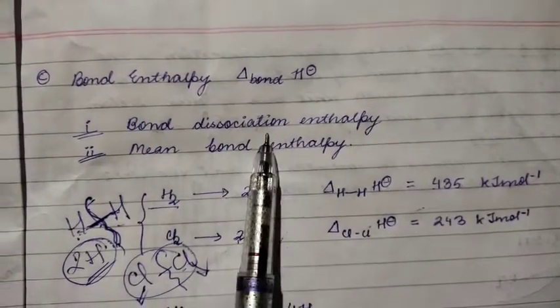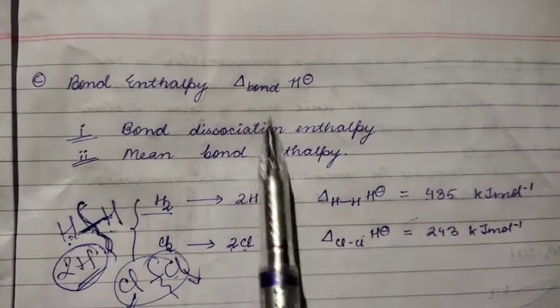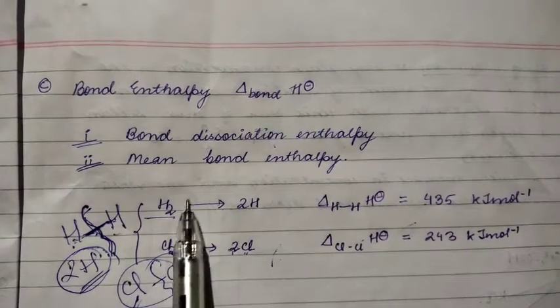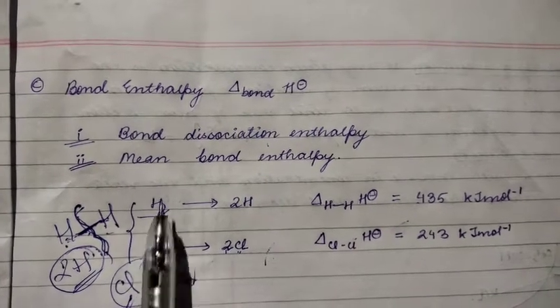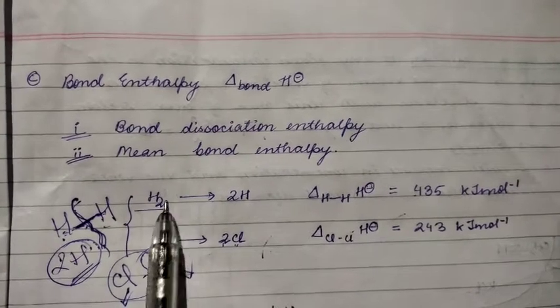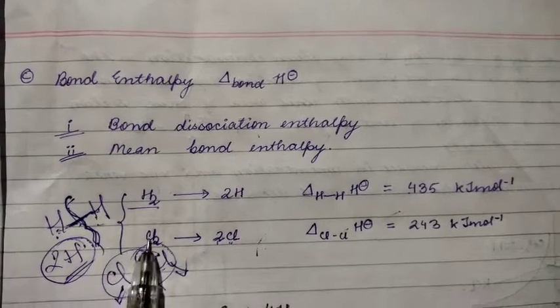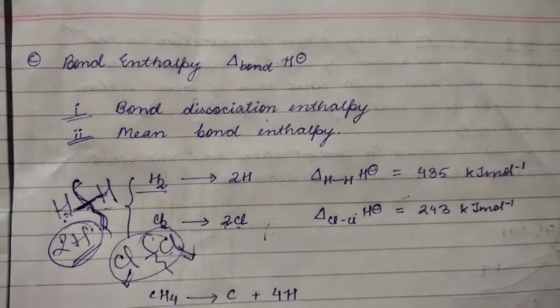This is the bond dissociation enthalpy, and it is usually shown in examples where similar atoms are used. Is it clear? So H2, then Cl2. So these are what? Similar atoms. H is binding with H, Cl is binding with Cl. So these are similar atoms.